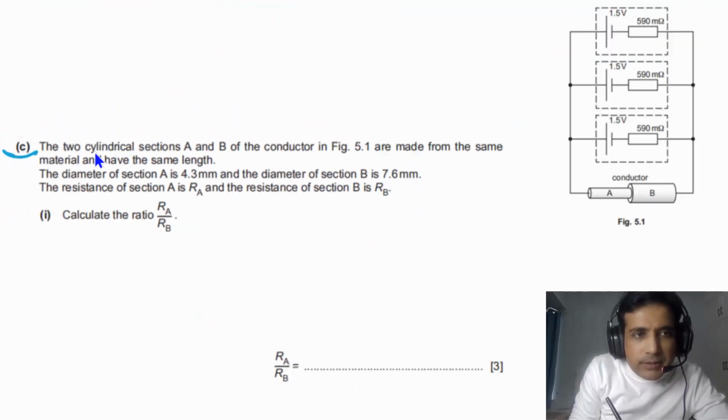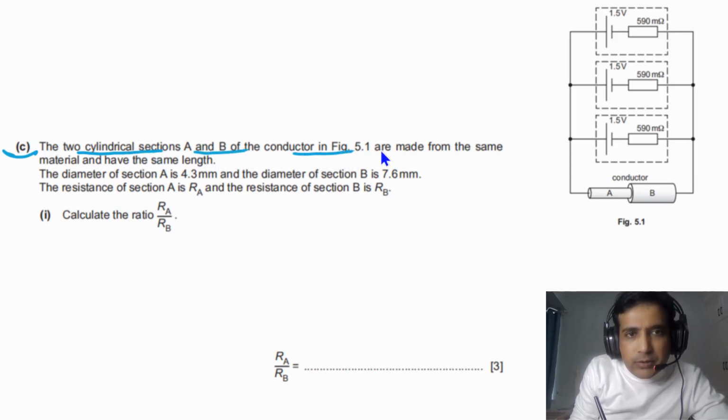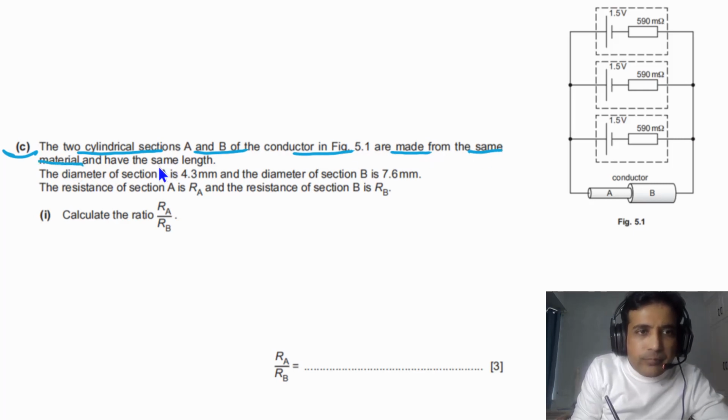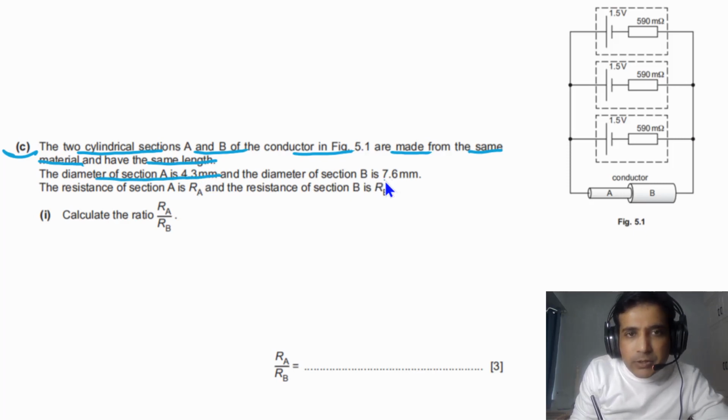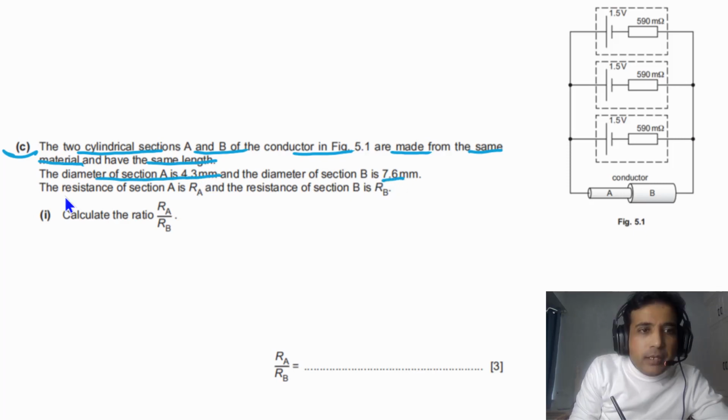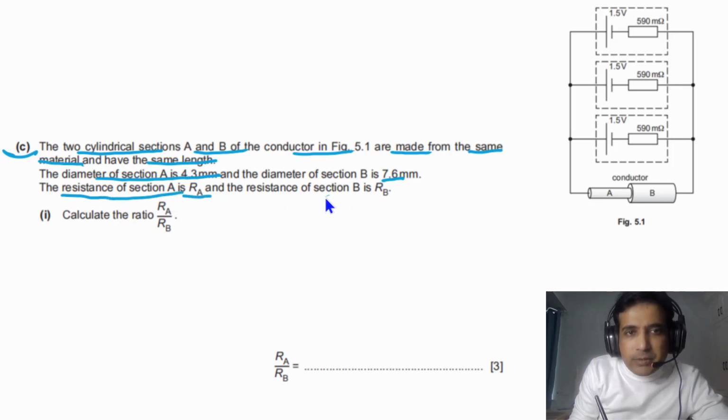For part C, it is given to us two cylindrical sections A and B of the conductor in figure 5.1 are made from the same material and they have the same length. The diameter of section A is 4.3 mm and diameter of section B is 7.6 mm. The resistance of section A is RA and resistance of section B is RB, and we need to find the ratio between RA and RB.